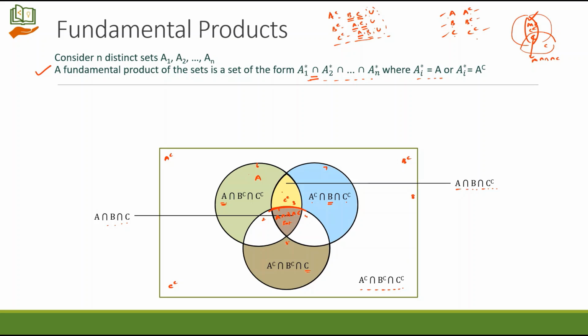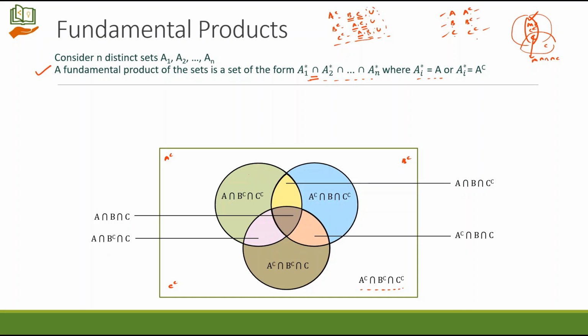Similarly, we have B intersection C here and A intersection C here. If you take this region, A intersection C is fine. But what border is this? This is B's border. So this will be B complement. What about this region? We know A border is finishing by here. So we will have A complement intersection B intersection C.